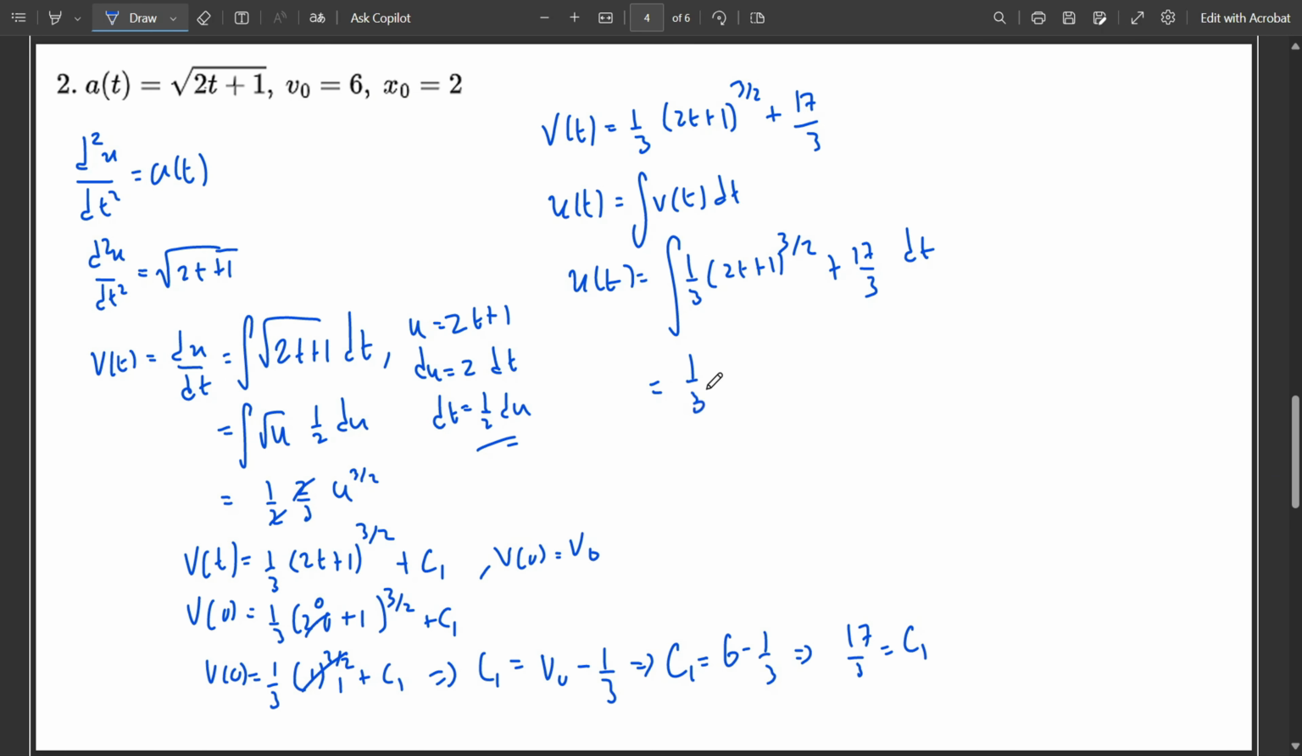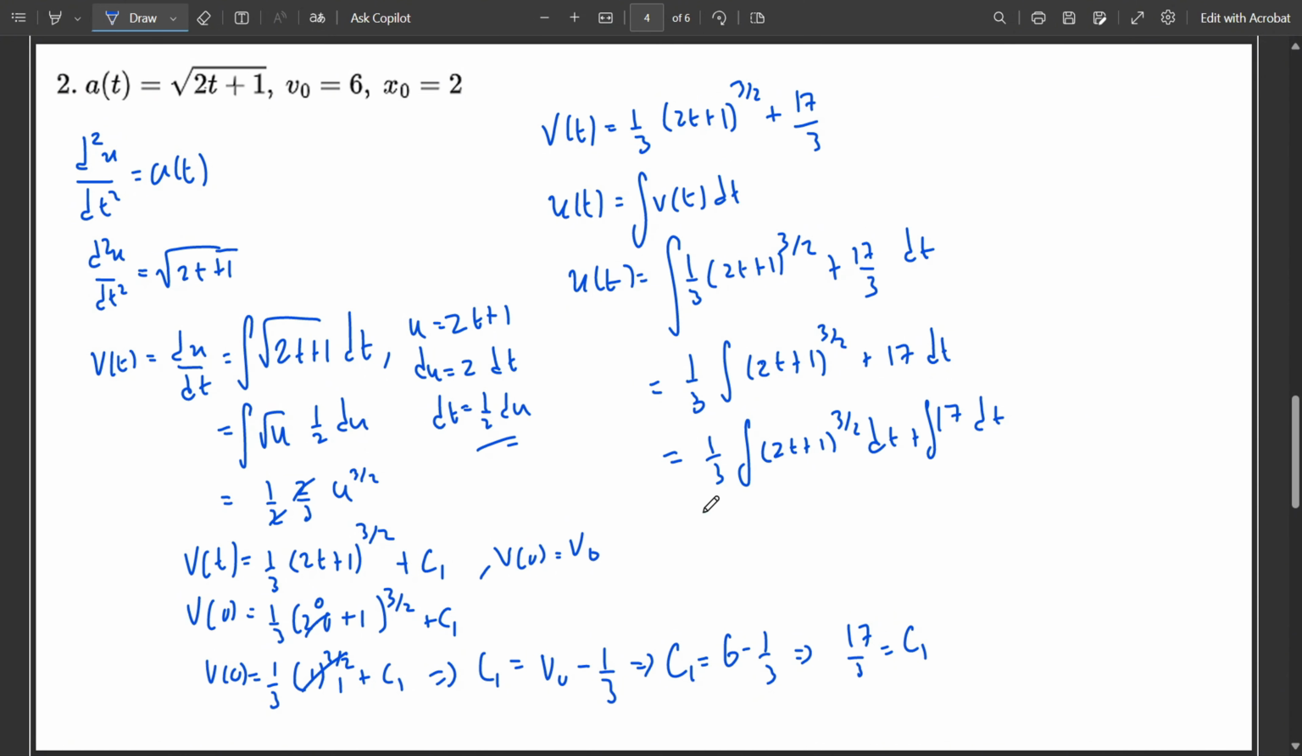So we have 1 over 3 integral of (2t plus 1) to the 3 over 2 plus 17 dt. Again, we use u substitution. Okay, 1 over 3, integral of (2t plus 1) to the 3 halves dt plus integral of 17 dt.